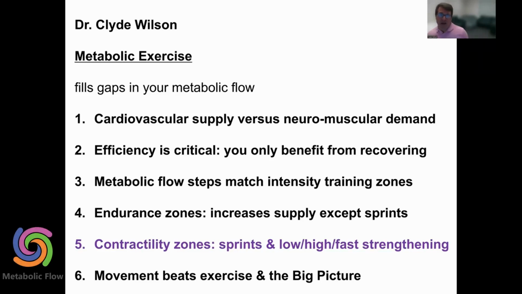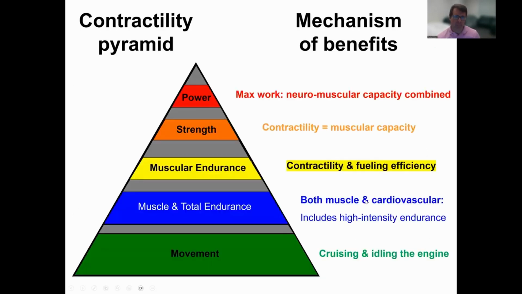Hi, this is DrClyde, and we're on step 5 of 6 to optimize your metabolic exercise. In this step, contractility exercise or strengthening exercise, we're going to look at sprints and how it is similar to the effect of doing low resistance, high repetition strengthening, and then how the higher resistance, low repetition strengthening increases the engine size, not just the fuel burning rate that you get from the higher repetition and from the sprint work, which some people call high intensity training or high intensity interval training.